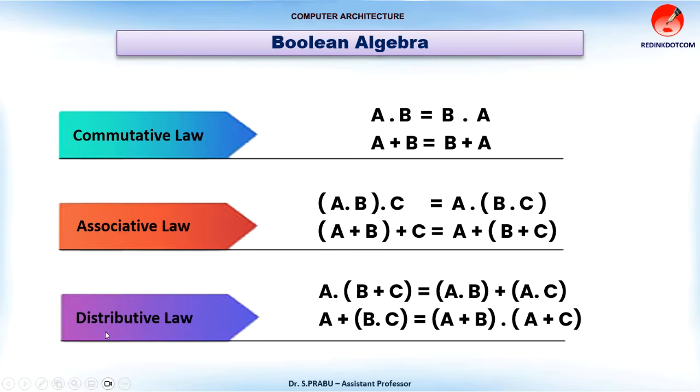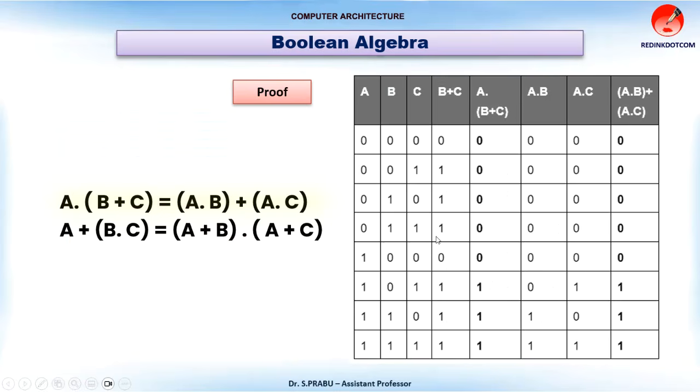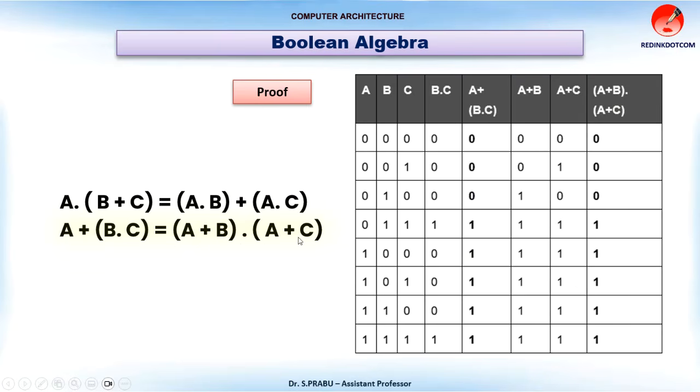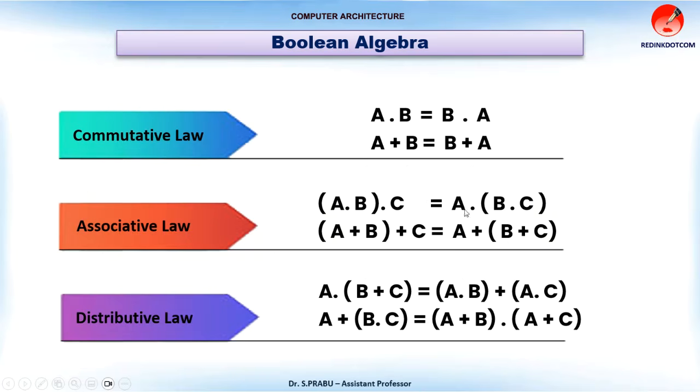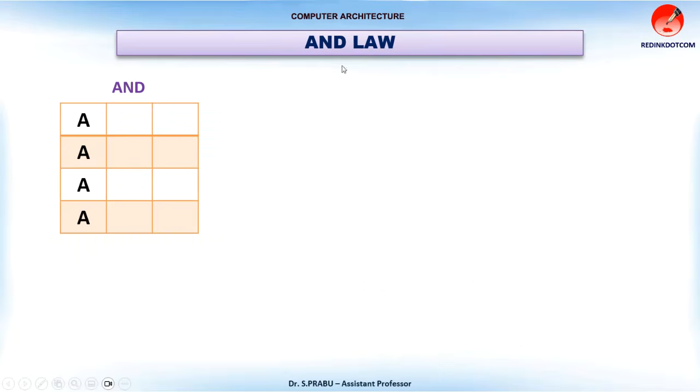The third law is the distributive law. You can prove the distributive law in this way. In the same way, you can prove the second law. Apart from these three laws, some more basic laws are there. First one is the AND law. You keep the same value in the first input and you change the values in the second input. You can always get these results.